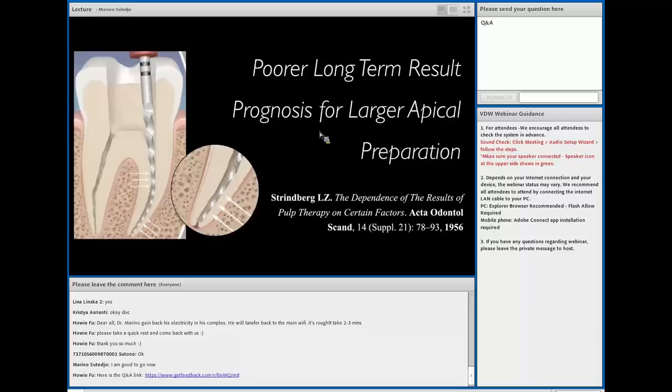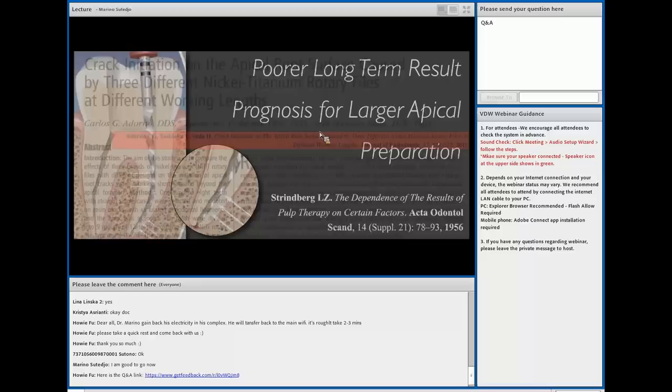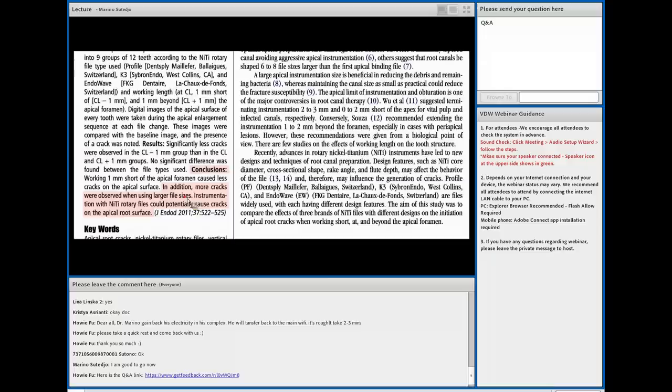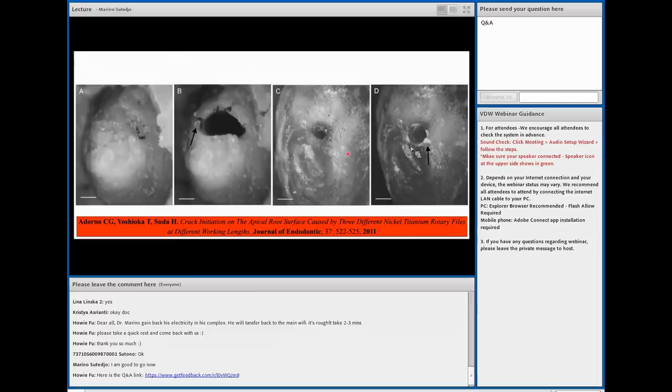And there is even a journal published in 1956 that a poorer long-term prognosis happens with larger apical preparations. And it was also observed that cracks occurred when we used larger files, because if you're using rotary files with a large number, it could potentially cause a crack on the apical surfaces. As you can see here, there is a crack if we do it too large, like this. It is too large and there is a crack over there.